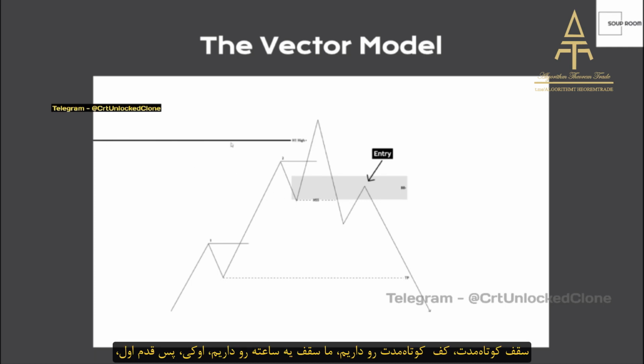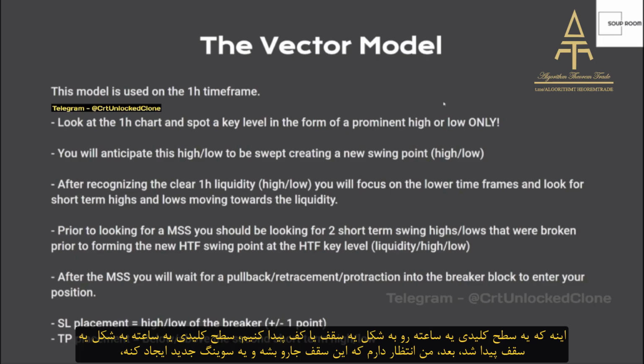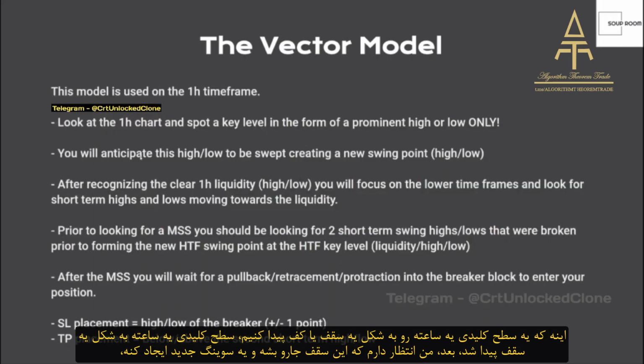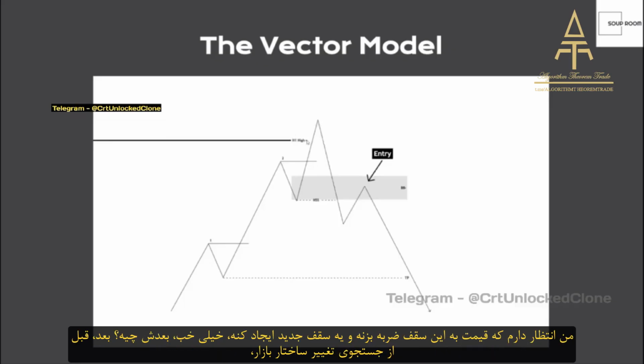We have the 1 hour high. Okay, so first step is locate a 1 hour key level in the form of a high or low. 1 hour key level located in the form of a high. Next, I will anticipate that this high will be swept, creating a new swing point. I'm anticipating that price is going to tap into this high and create a new swing high.